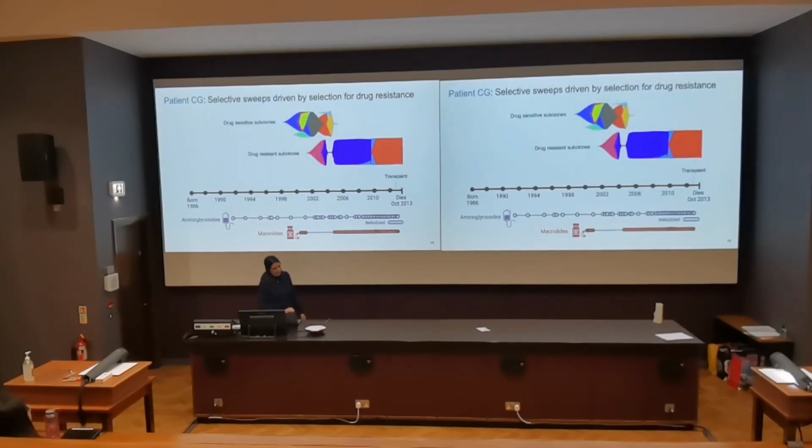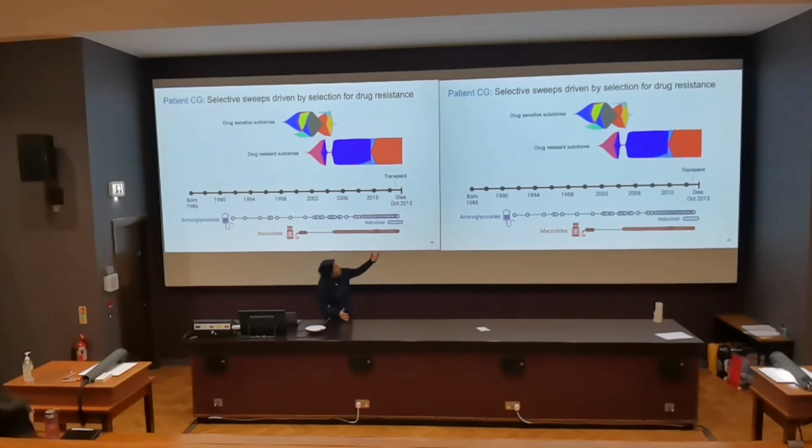And what we found was that there were lots of different subclones present, but at the beginning of her infection there was a whole array of different subclones that were all completely drug sensitive, so these antibiotics were able to be effective. But then it didn't take long for fully drug resistant clones to evolve, which were fully resistant to both aminoglycosides and macrolides.